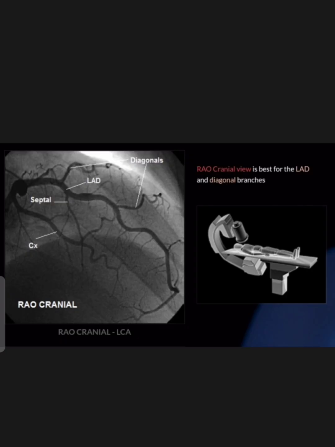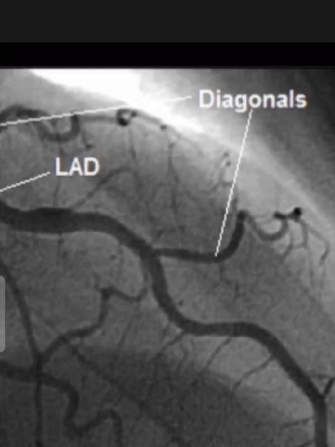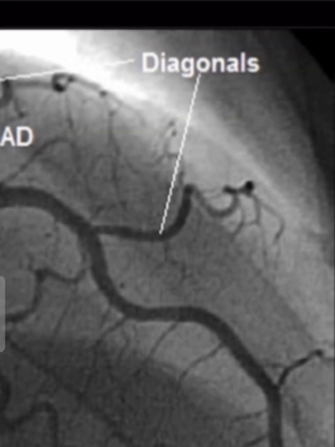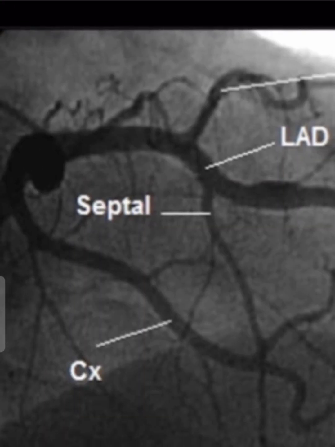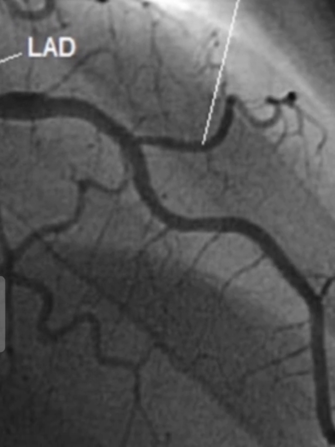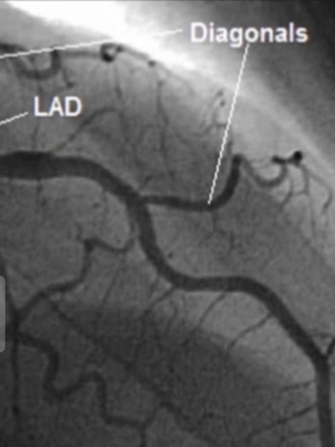RAO cranial view. If you want to see the branches of left anterior descending coronary artery, then you will obviously opt for the RAO cranial view. So in the RAO cranial view, you can see that left anterior descending artery is there, and you can see its branches. Clearly diagonals are seen. D1, the first one is D1, the second one is D2. Till the septal perforators can also be seen, and you can see this portion of the left anterior descending artery very clearly on your screen.